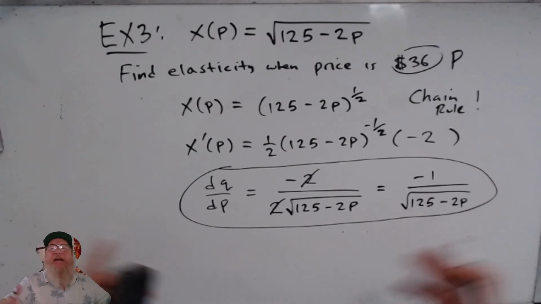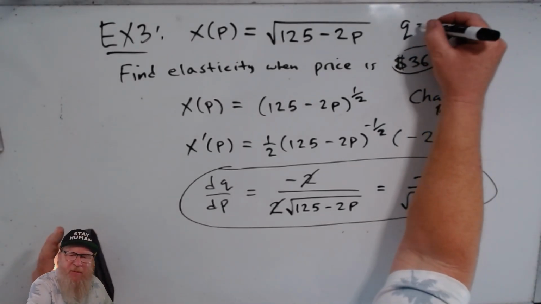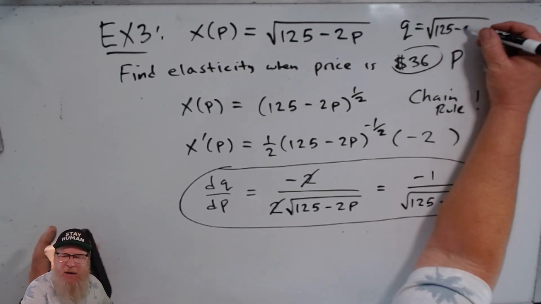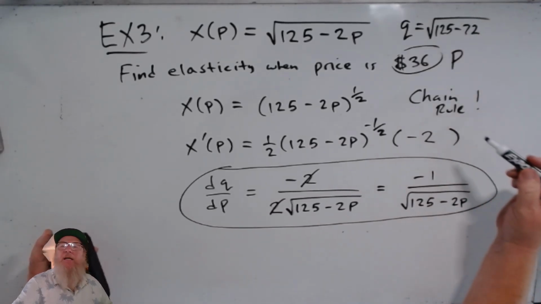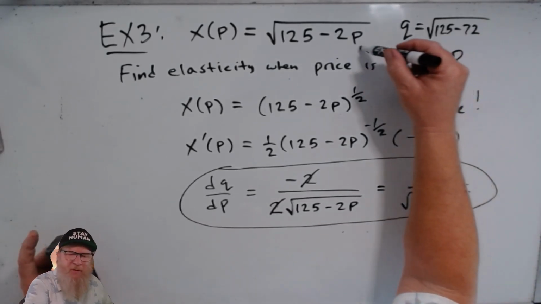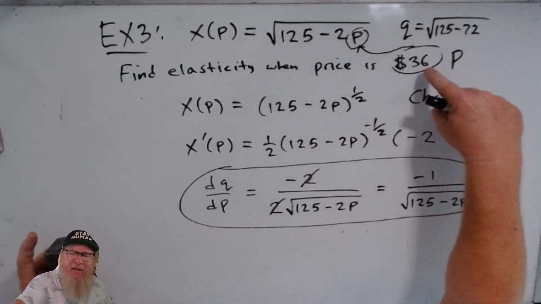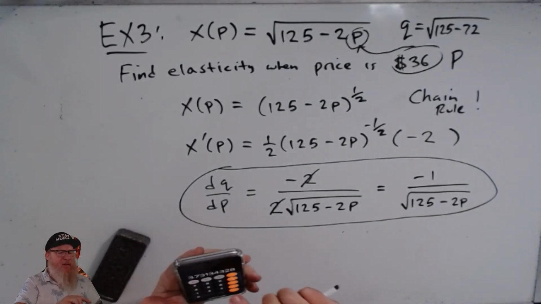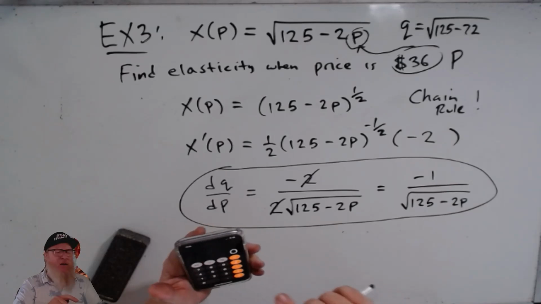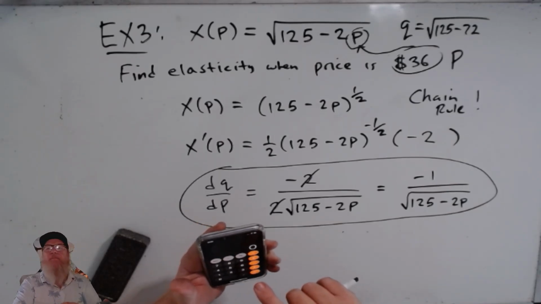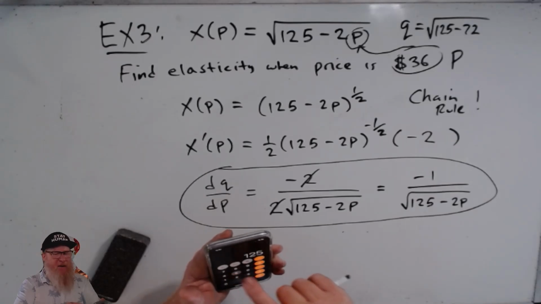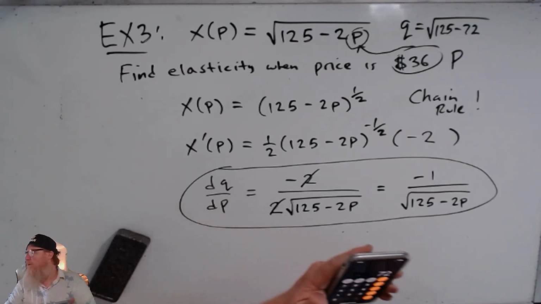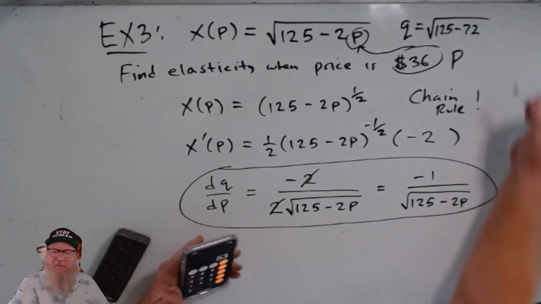How about in this one, I get everything all set up. What's the q going to be? It'll be the square root of 125 minus 72. Right? I'm moving along a little quicker now. I'm just plugging in 36 for p, and that'll make that 72. Again, we might not get a whole number. So 125 minus 72, 53.